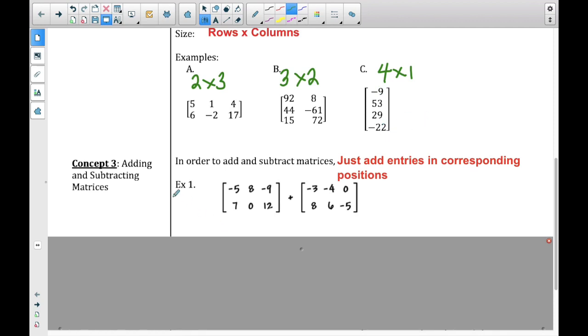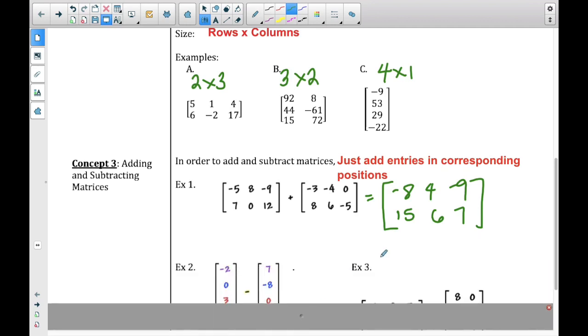How do we add and subtract matrices? Because we're going to be doing all sorts of different operations. When you add and subtract matrices, all you have to do is add the entries that are in corresponding positions. Let me show you what I mean. I'm just going to add -5 plus -3, and that's -8. 8 plus -4 is 4. -9 plus 0 is -9. Do you see how I'm just taking each corresponding position and adding those together? The bottom row is going to be 15, 6, and 7. So that's how you add or subtract matrices.